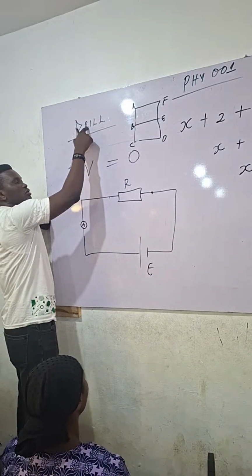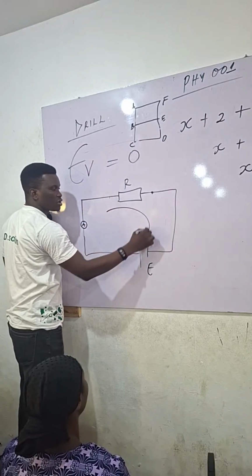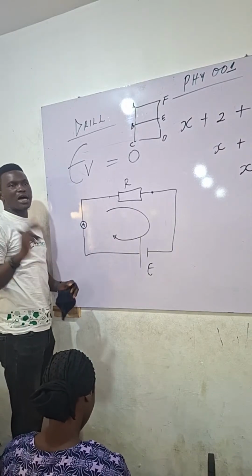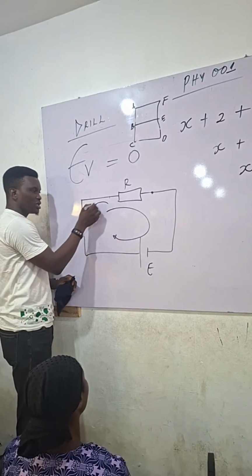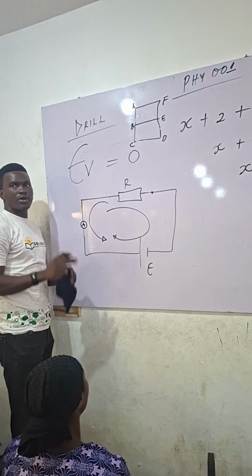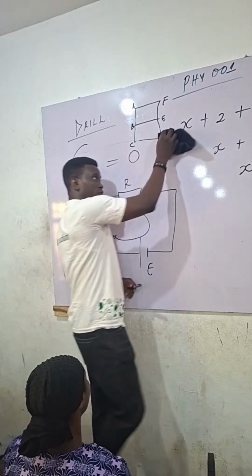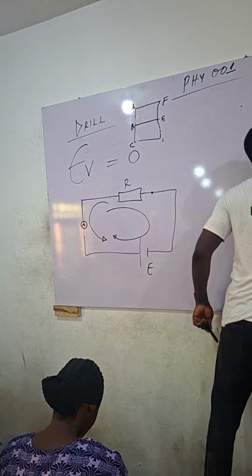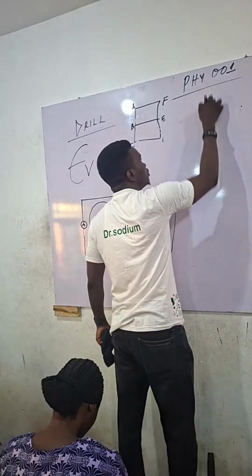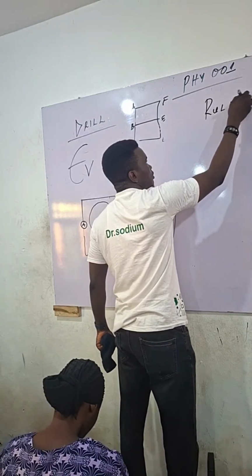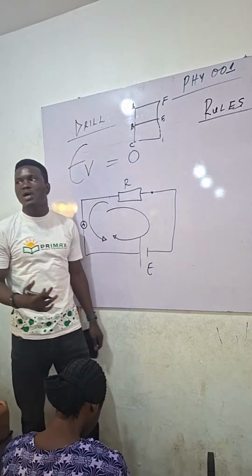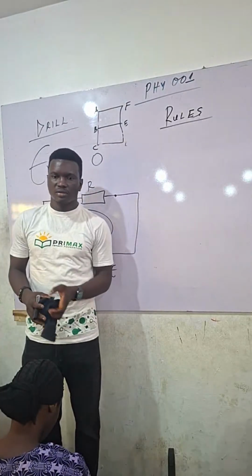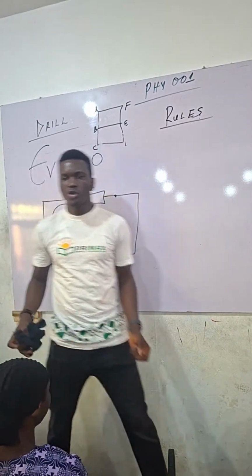Then, according to Kirchhoff's, you can take your own loop like this. If you take your own loop like this, there are rules you follow. You can also decide to take your loop like this. There are rules you follow. So what are the rules? First rule. So the rules you apply when you are using Kirchhoff's law.